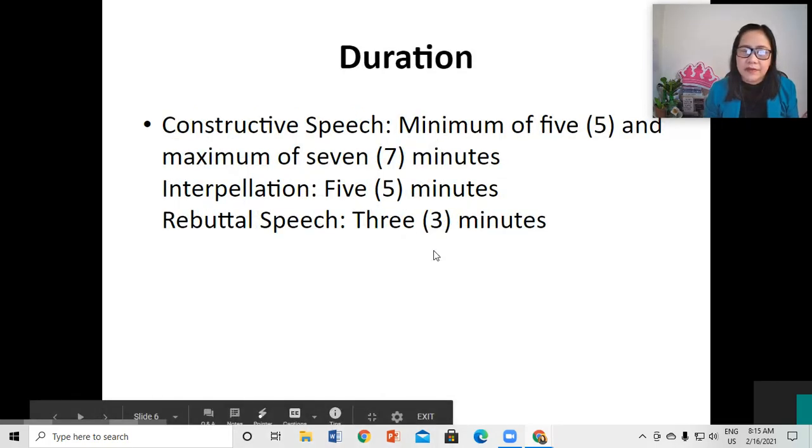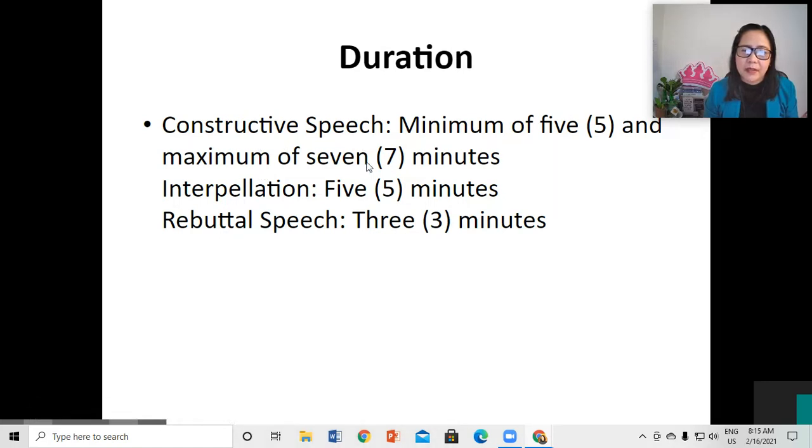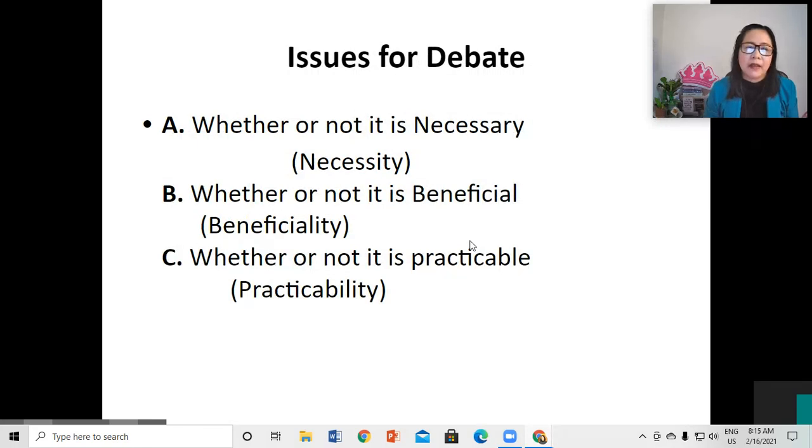This is the duration of all of the speeches. Constructive speech would be 5 minutes, interpolation 5 minutes, and rebuttal speech would be 3 minutes. This is done because of the time constraints that we have.